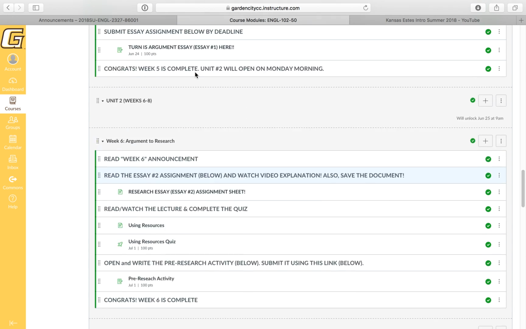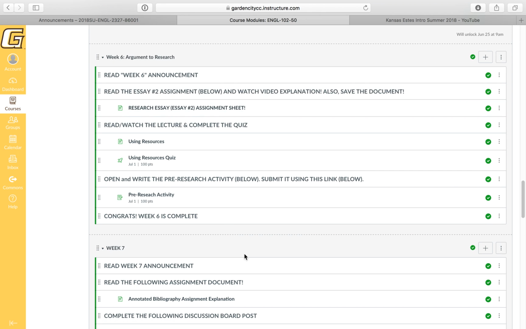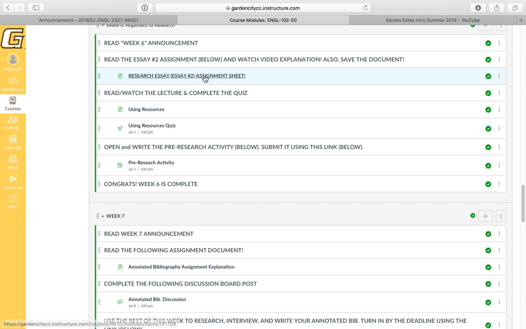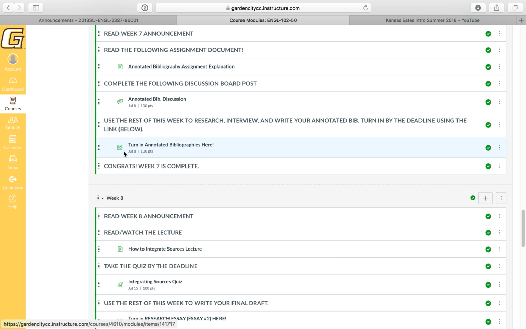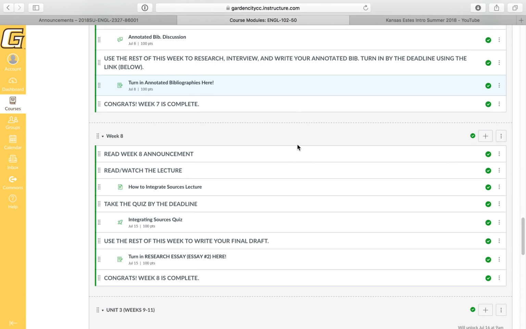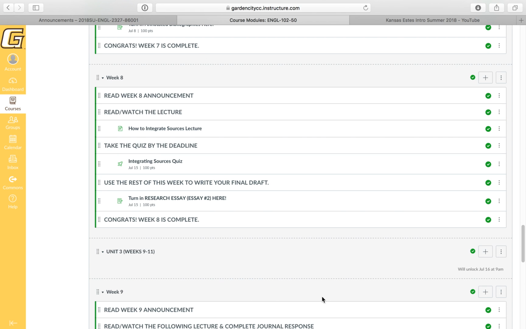This one basically takes your first essay assignment and expands on it with detailed research and an interview. So you'll start out by looking at your essay assignment sheet, then you'll start taking quizzes and doing a research activity, and then you'll do an annotated bib this week. That will be turned in on Sunday at midnight. And then lastly, you will be looking at how to integrate those sources that you found in the research you've done. And then you'll use the week to write your essay, and then that'll be due on Sunday, July 15th.